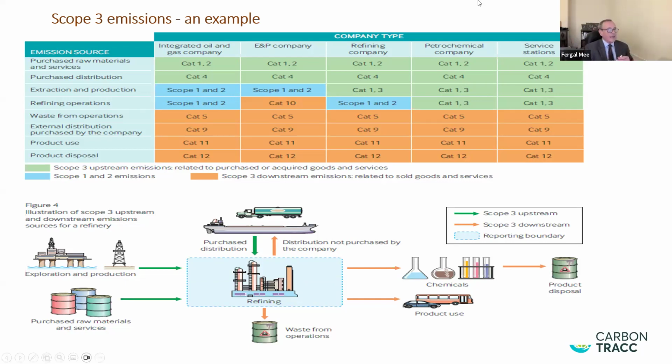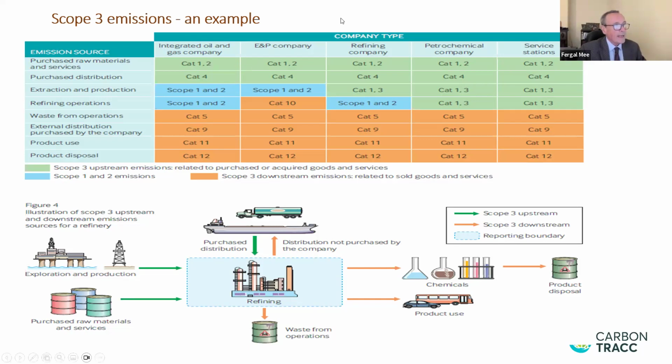The green Scope 3 emissions are upstream: raw materials, energy production that we purchase in, and some Scope 3 are downstream. So as you can see here, for an integrated oil and gas company, of the 8 types of greenhouse gas emissions, only 2 are Scope 1 and 2. 6 of them, or 75% of them, are Scope 3.